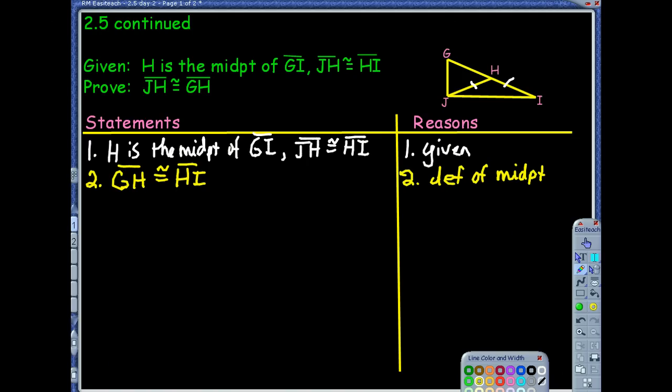Handwriting's a little sloppy. Sorry, guys. All right, so I could probably go to the picture and maybe label that. I think that'd be a great idea. And since we've already labeled the HI with one tick mark, let's go ahead and do GH with just the one tick mark too. Good idea.